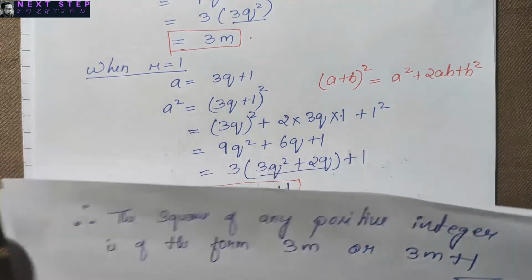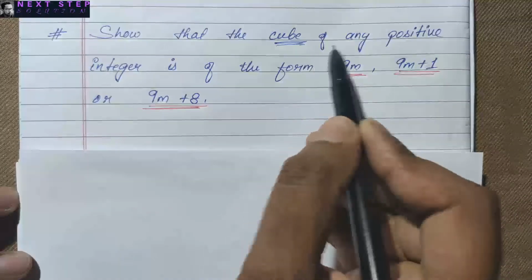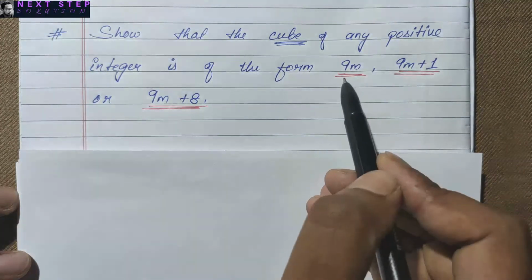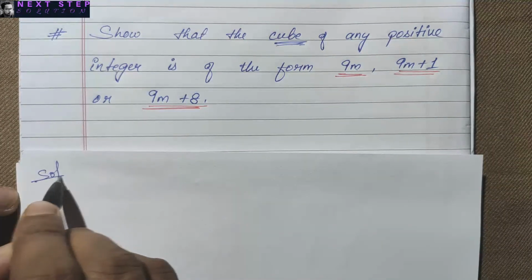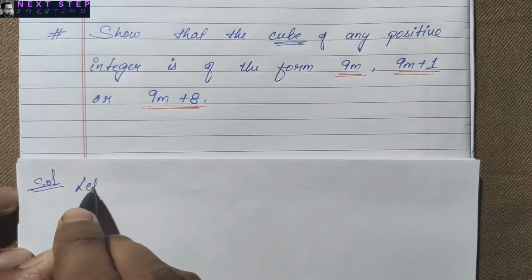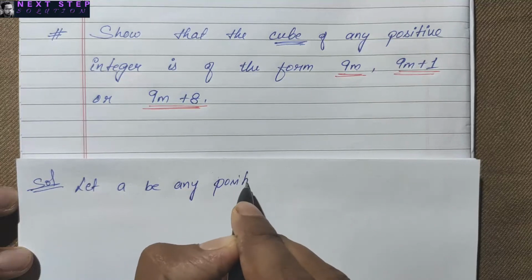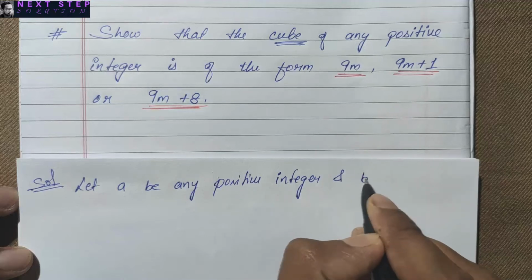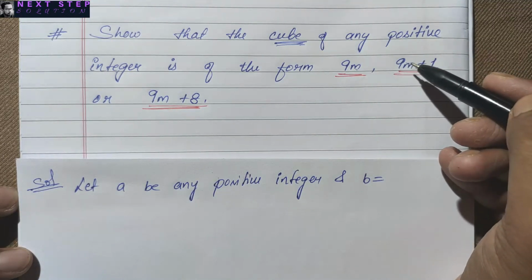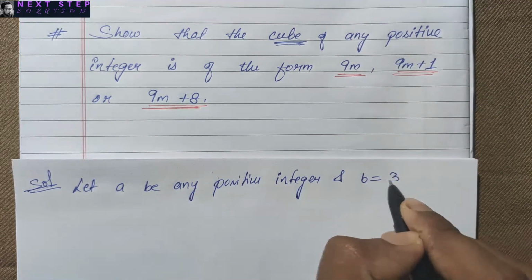Now let us see one more question from the same topic. Suppose the question is, show that the cube of any positive integer is of the form 9m, 9m plus 1 or 9m plus 8. So we will start the same way by writing, let a be any positive integer and b equals to, now we can take 9, but if we take 9 again we have to check for all the numbers from 0 till 8. So we will be taking 3 because in 3 table we easily get 9.